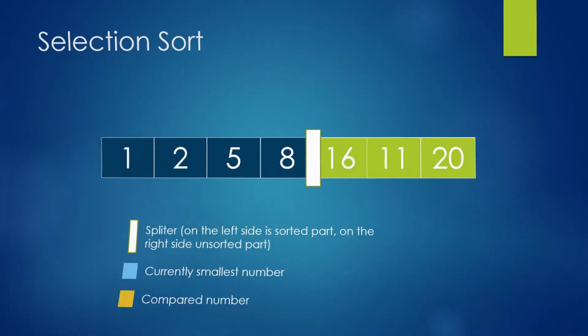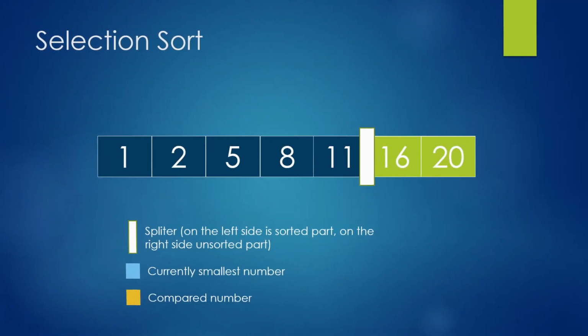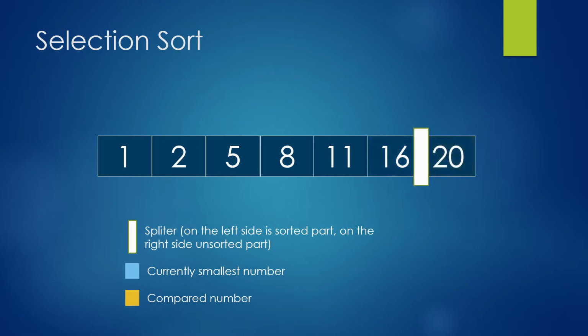In the next round, we find that 11 is smallest, and we swap it with 16 and move the wall. Even though this array is already sorted, the computer doesn't know that. So it will go through one more iteration, compare 16 and 20, and add 16 to the end of the sorted part. And once we have only one number, we know we are done. So this is our sorted array.